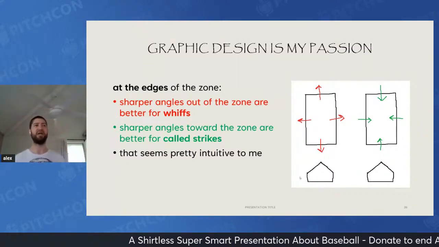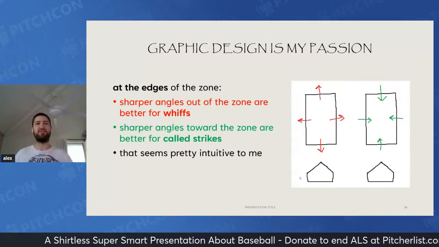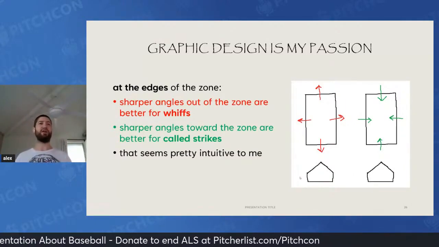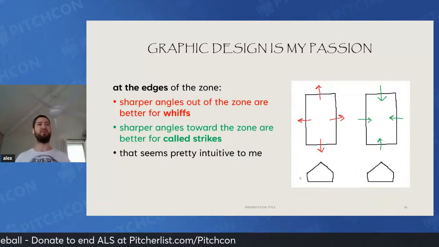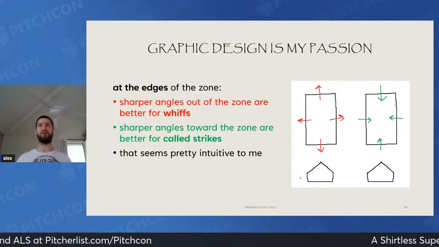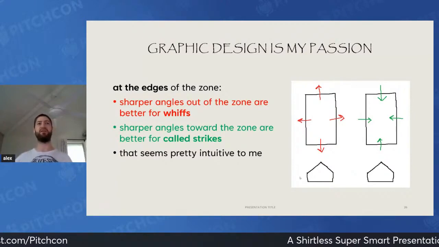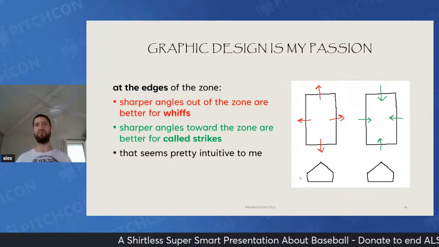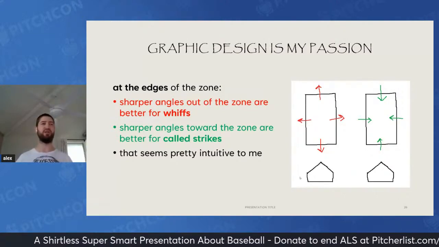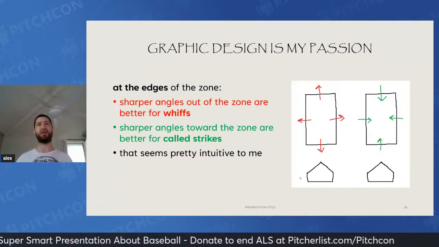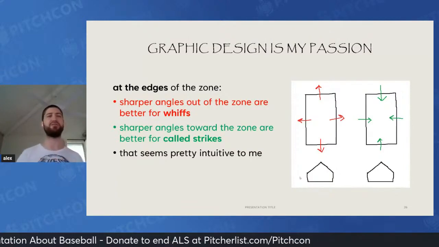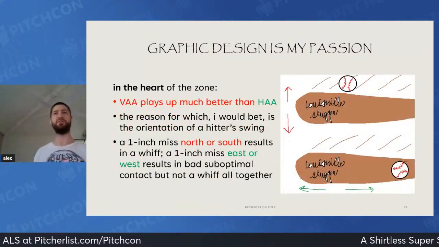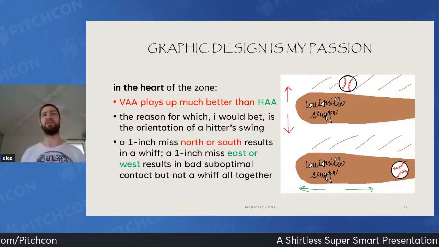So that's the gist of it. It's as simple as that, really. You can talk all you want about all the complexities of VAA and HAA, but really, the more exaggerated your angles are at the edge of the zone, depending on which way it's exaggerated, that's going to induce the associated outcome with the directionality of the angle sharpness. So I think that's cool. I think it's pretty intuitive. I think that's something that we all know, but just didn't have words for.